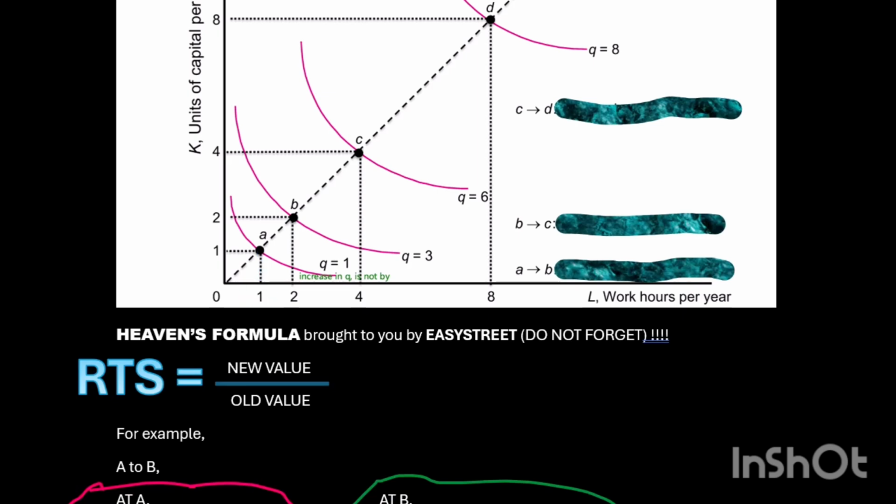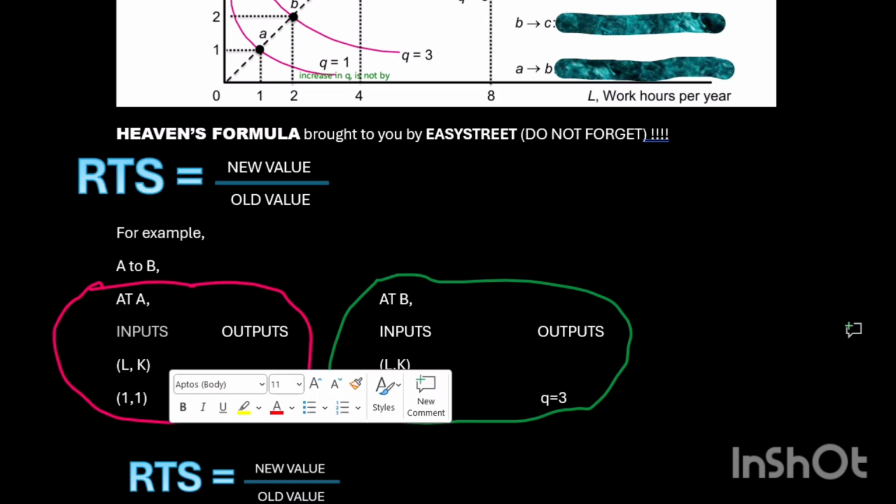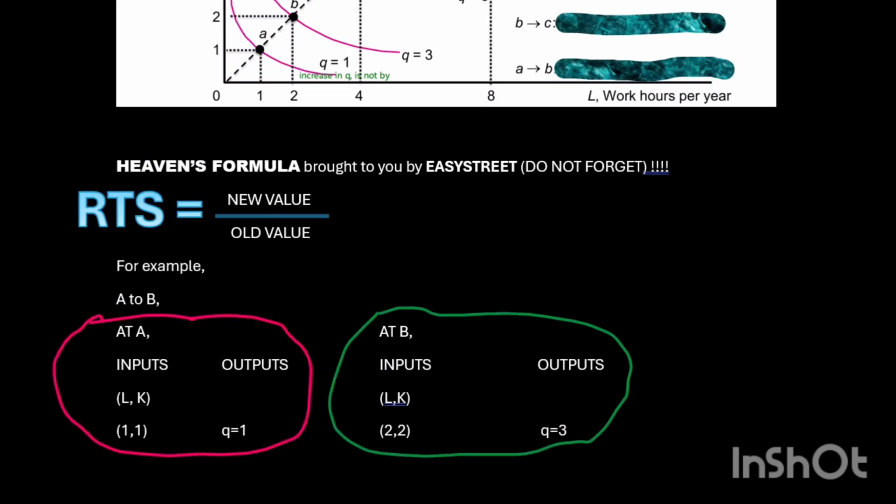Okay, so the first thing you're going to do is you're going to write down at A, and you're going to write down inputs, and you're going to write down labor and capital, and then you will put down the values as they are. And on the right side, you're going to write down your outputs, and then you're going to trace this curve that's going through A, and you're going to see what does Q equal to. Well, in this case, at A, Q equals to 1.